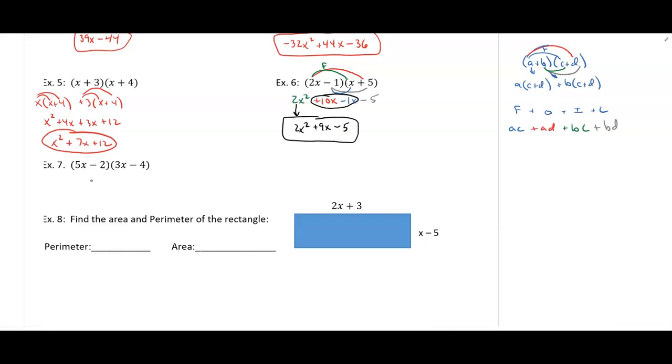But if say we multiply a binomial by a trinomial, meaning 2 terms times 3 terms, FOIL doesn't work. So here's all I do. I just draw my arrows and multiply. 5x times 3x is 15x squared. 5x times negative 4 is minus 20x. Negative 2 times 3x is minus 6x. Negative 2 times negative 4 is plus 8. Combine like terms, 15x squared minus 26x plus 8. And I am done. Okay.